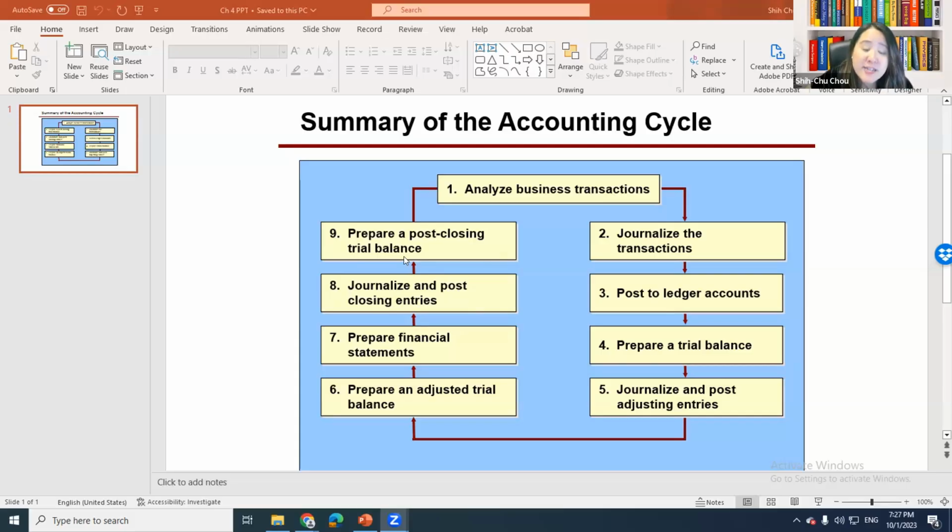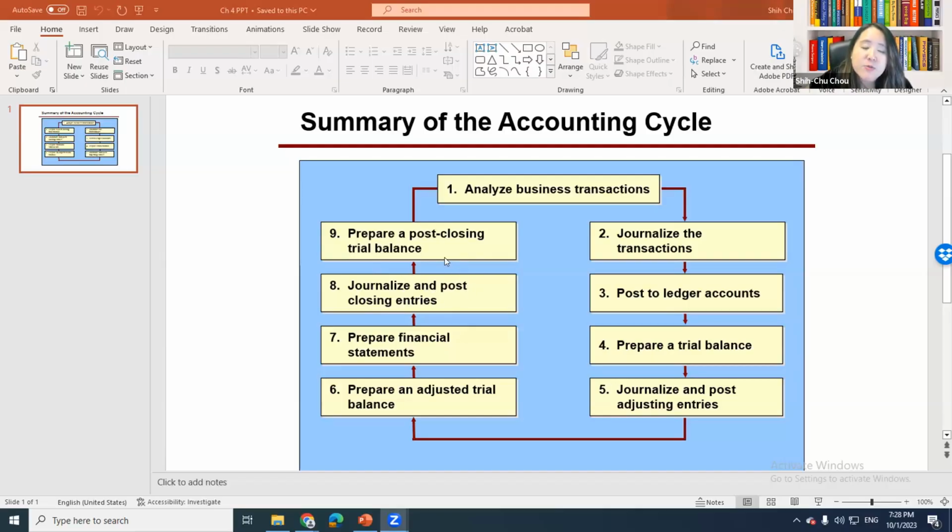Keep in mind only temporary accounts need to be closed out. Those permanent accounts, balance sheet accounts, do not need to be closed out, because the balances of those permanent accounts will be carried forward to the next period. So permanent accounts are not closed out. We only close out the temporary accounts, and through this closing process, we'll also be able to update our retained earnings balance.